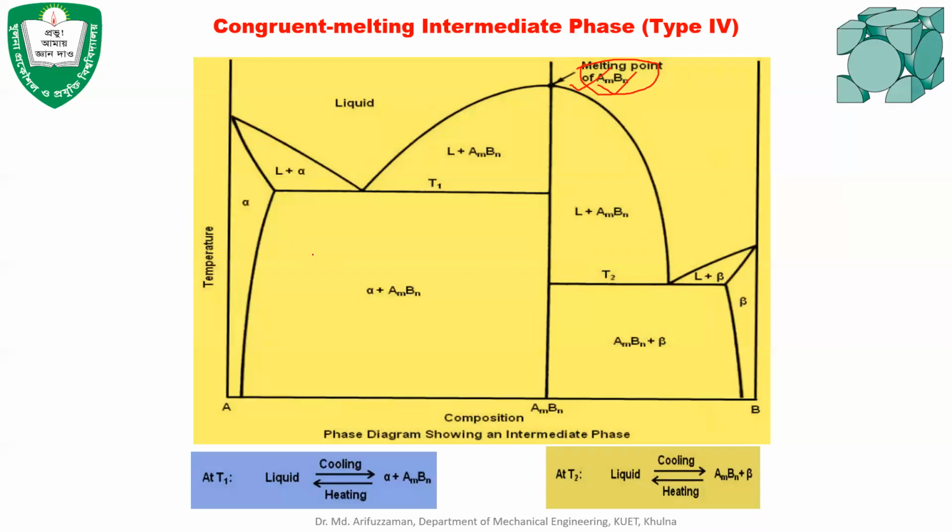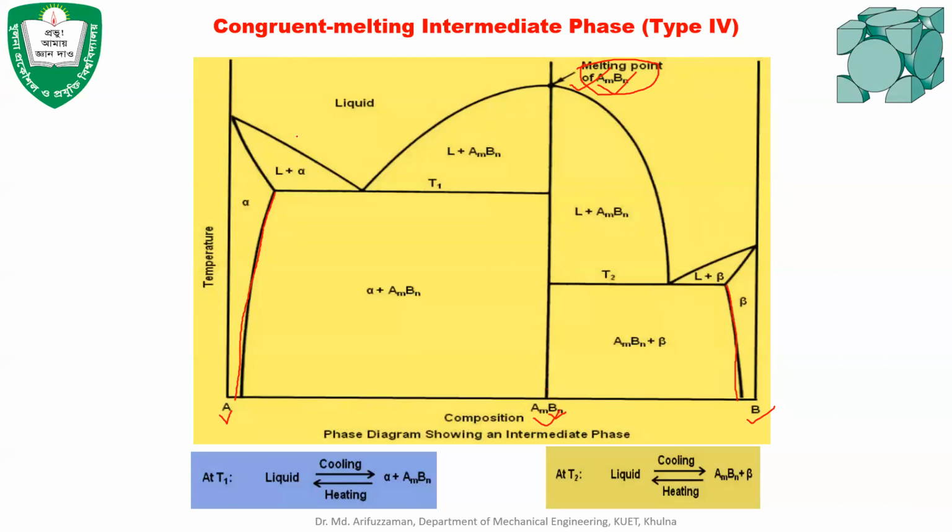But B is soluble in A. That is indicated by the solvus line. And A is also soluble in B. That is indicated by the solvus line. And the phase diagram has been divided into two groups. One group indicating from 100% A to AMBN, and another is AMBN to B. So it is two separate, different diagrams.